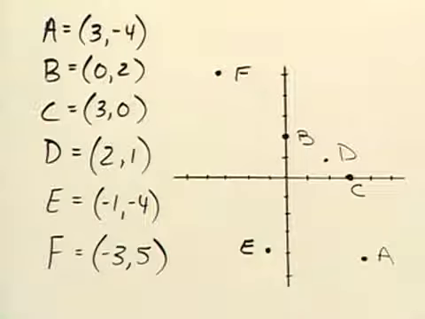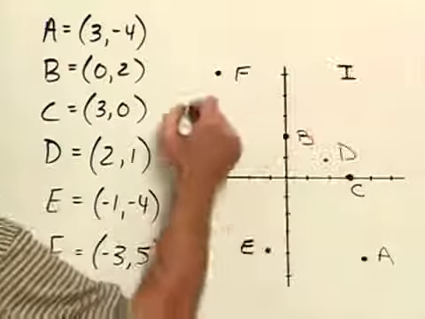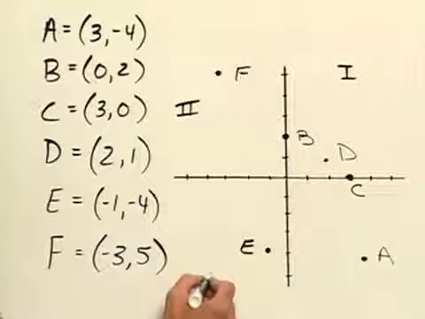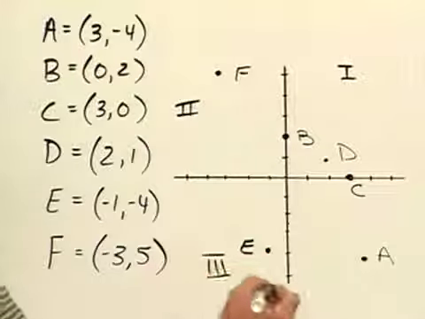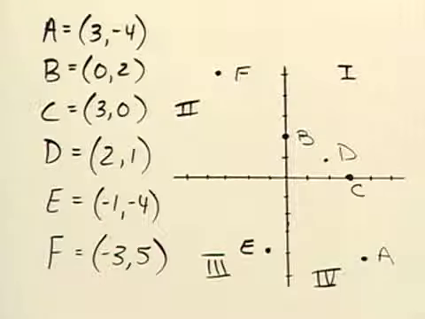Now the second part of this problem, once we have these points graphed, is to find out which quadrant these points lie in or what axes they lie on. So remembering that this is quadrant 1, and this is quadrant 2, and this is quadrant 3, and this one is quadrant 4. It's clear to see that point D is in quadrant 1, point F is in quadrant 2, point E is in quadrant 3, and point A is in quadrant 4.